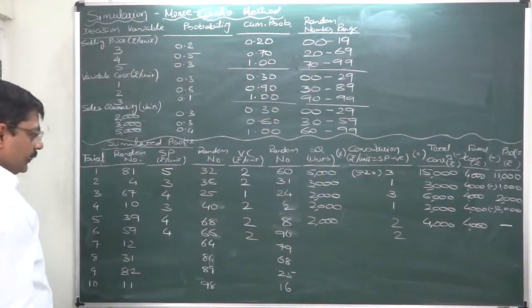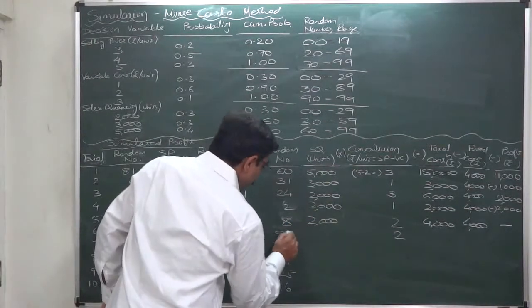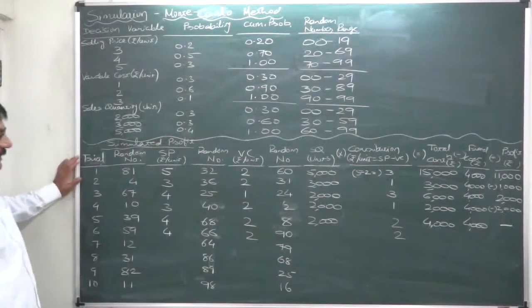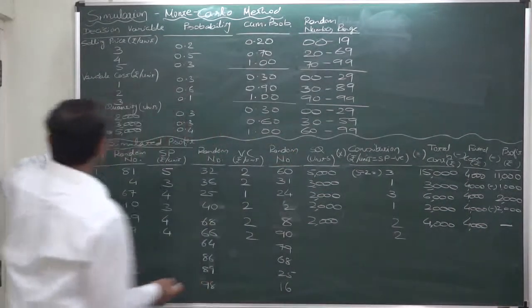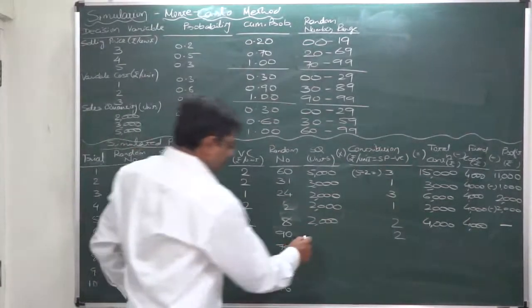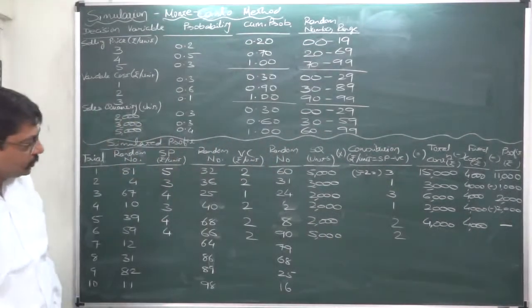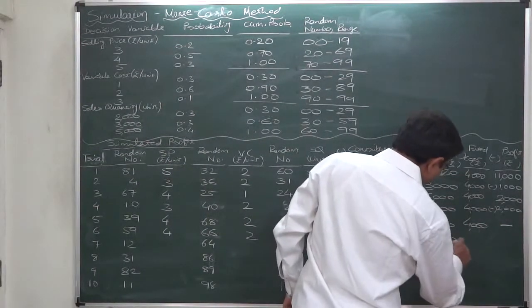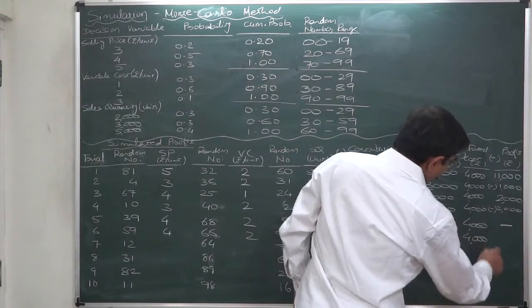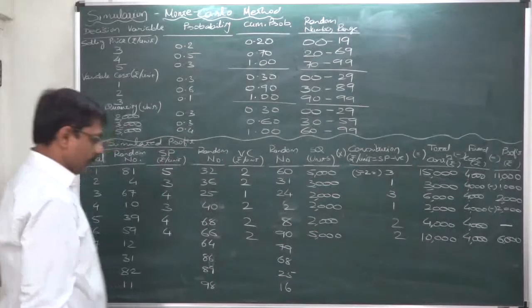Now, the third random number in this trial is 90. That is for sales quantity. Falls in the range 60-99. The relevant sales quantity comes to 5,000 units. 5,000 units and 2 rupees contribution per unit. So total contribution of rupees 10,000 can be earned against fixed cost of rupees 4,000. So ultimately there can be a profit of rupees 6,000.